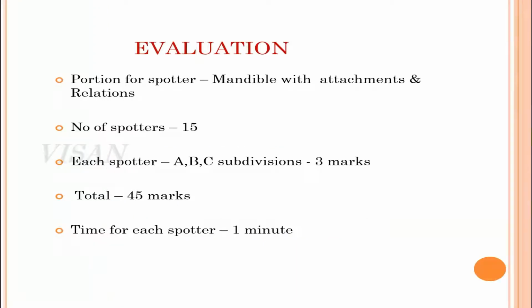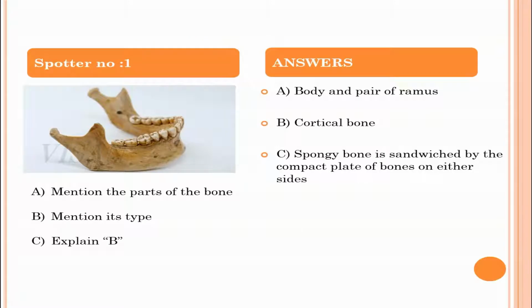Already we know the evaluation. Each spotter carries 3 marks. If at all any subdivision is wrong, it is wrong, and you should not give marks. If it is a half answer that is right, you can give half of the mark. And already we know that the time given for each spotter is 1 minute, so you should use the time very wisely.